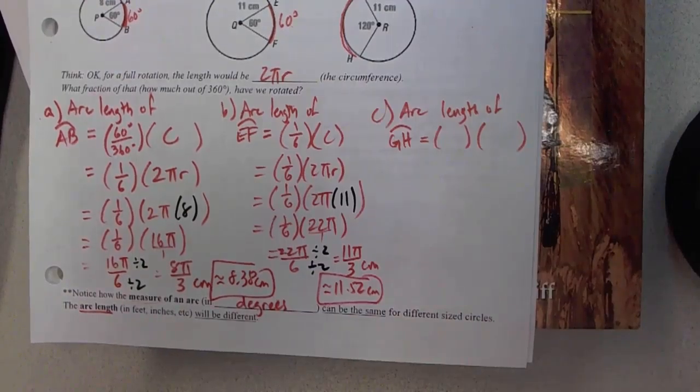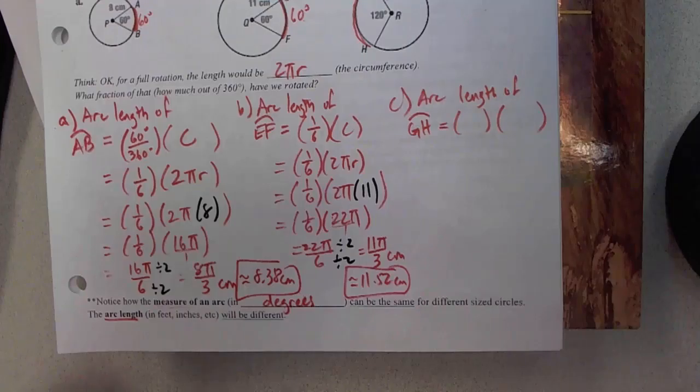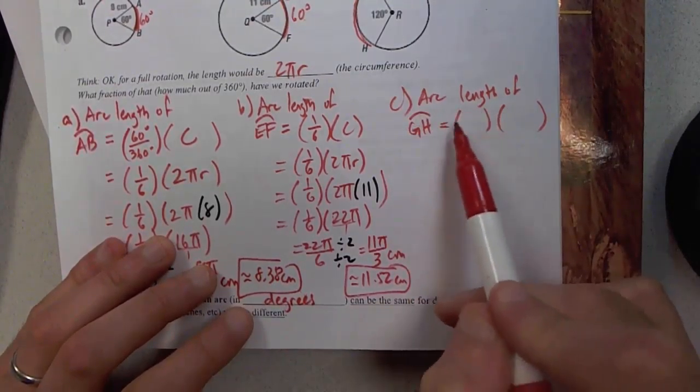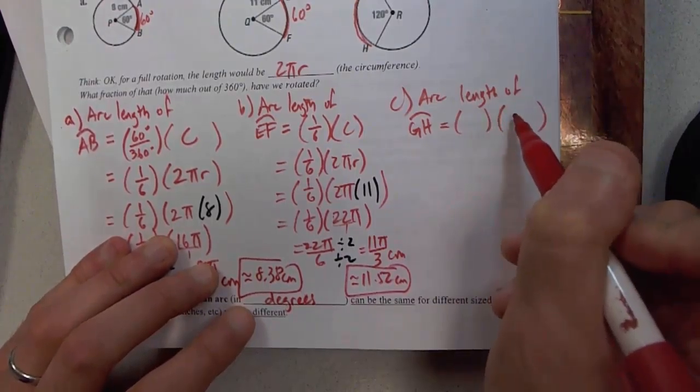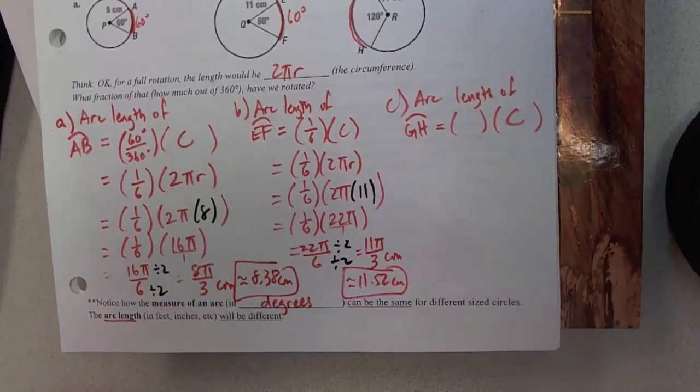All right, if you haven't done it yet, try it on your own first before we talk about the answer. If you're stuck where to start, arc length equals, put some parentheses, think what fraction of the whole circumference? What fraction of the whole circumference is 120 degrees? I'm going to show the answer in a few seconds. Try it on your own.